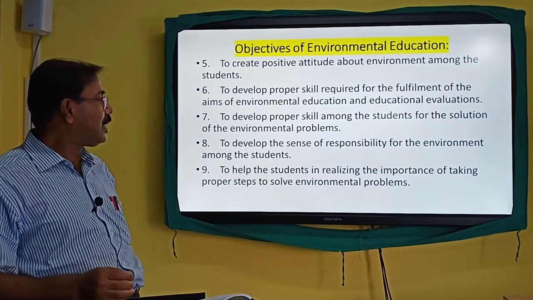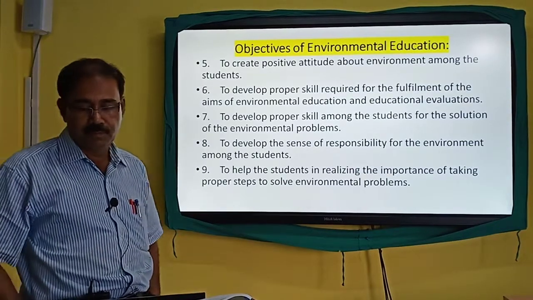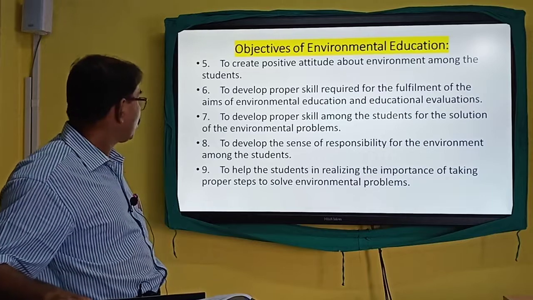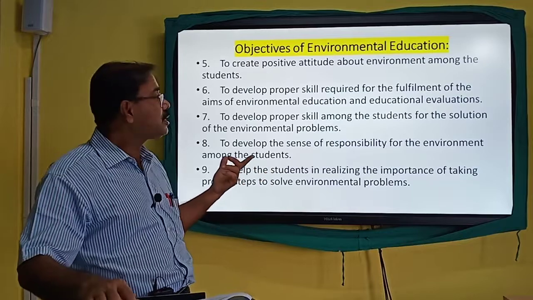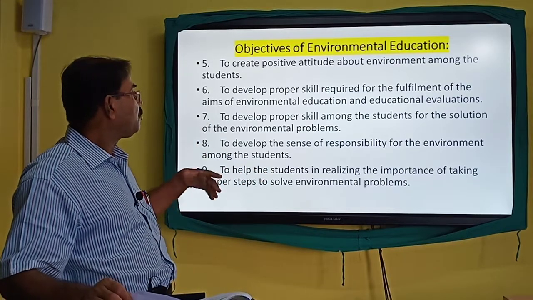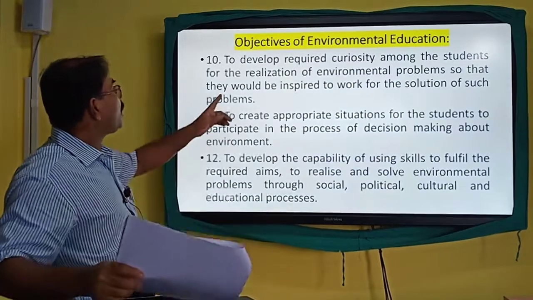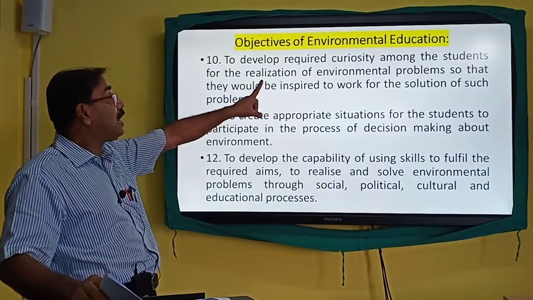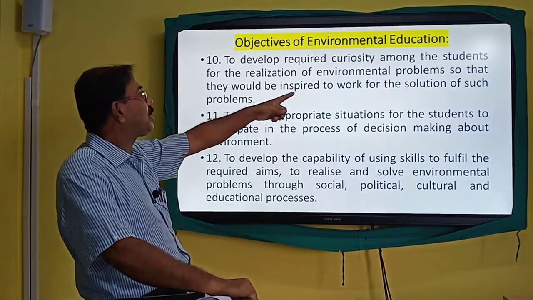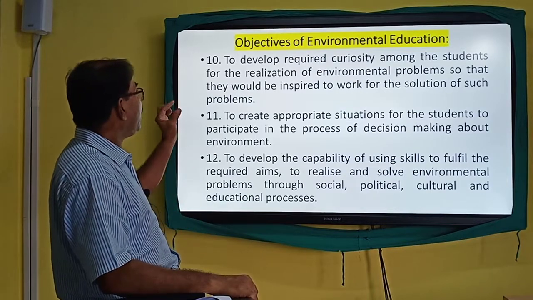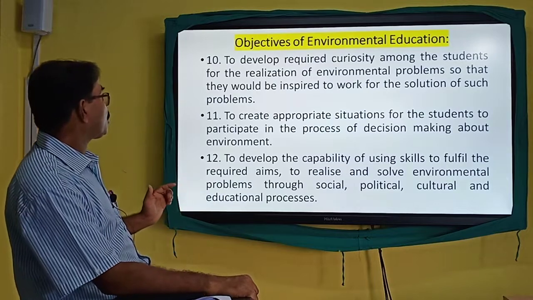To help the students in realizing the importance of taking proper steps to solve environmental problems. Friends, it's your duty now to correct the mistakes we committed. And that's why you have to study everything else, and you have to become much more concerned about the solution of all the problems. To develop required curiosity, awareness, willingness among the students for the realization of environmental problems, so that they would be inspired to work for the solution of such problems.